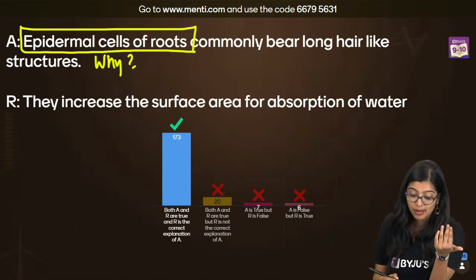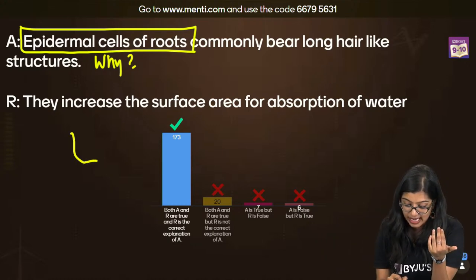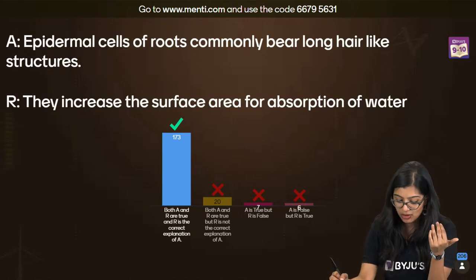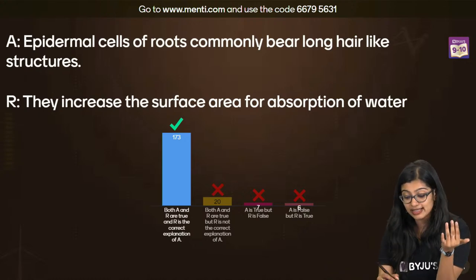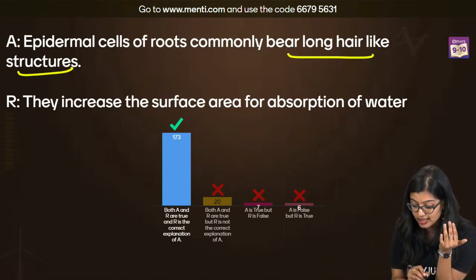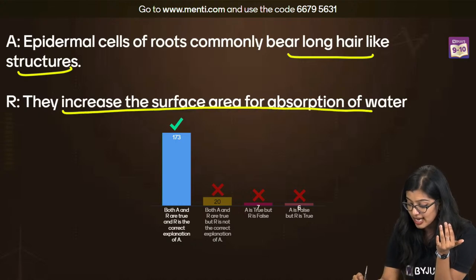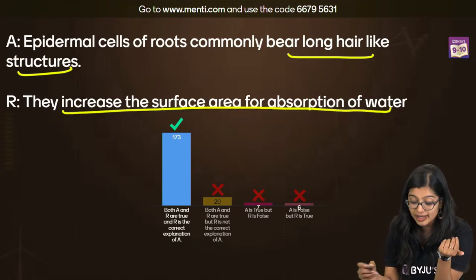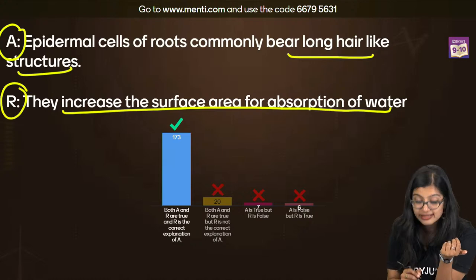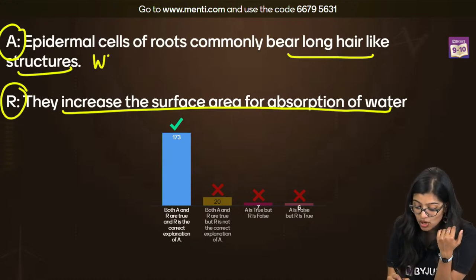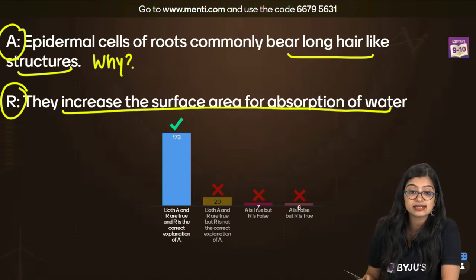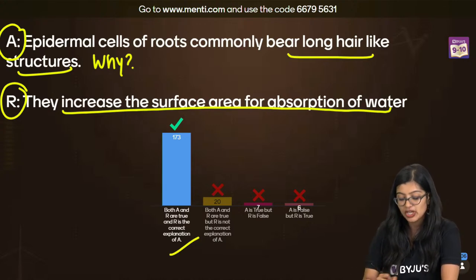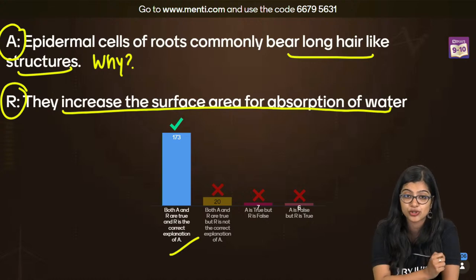But now when you talk about the roots, we see that the epidermal cells will project themselves to form these hair-like structures, right? Why is it that they are hair-like structures? So that they increase the surface area for absorption of water. So in this case, the assertion and reason is true, and it justifies the why also. Why are they long and hair-like? Because they increase the surface area for absorption. So the correct answer here is option A.